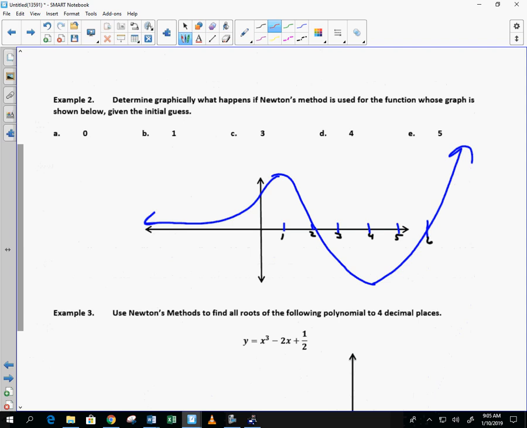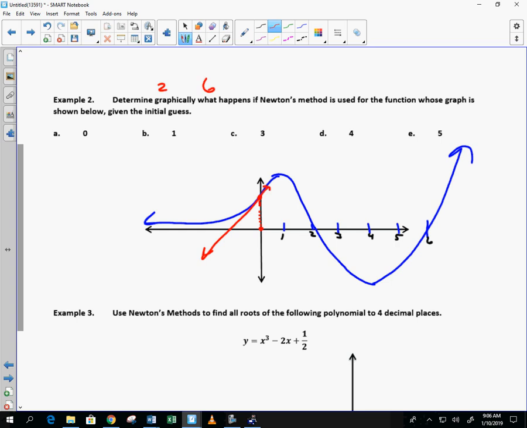Determine graphically what happens if Newton's method is used for the function whose graph is shown below, given the initial guess. Watch what happens. You must follow the procedure. I guess 0. If I guess 0, I then find a point, and I draw a line tangent. First of all, there are only 2 points where this graph crosses the x-axis. What are those 2 spots where it crosses? It crosses at 2 and 6.